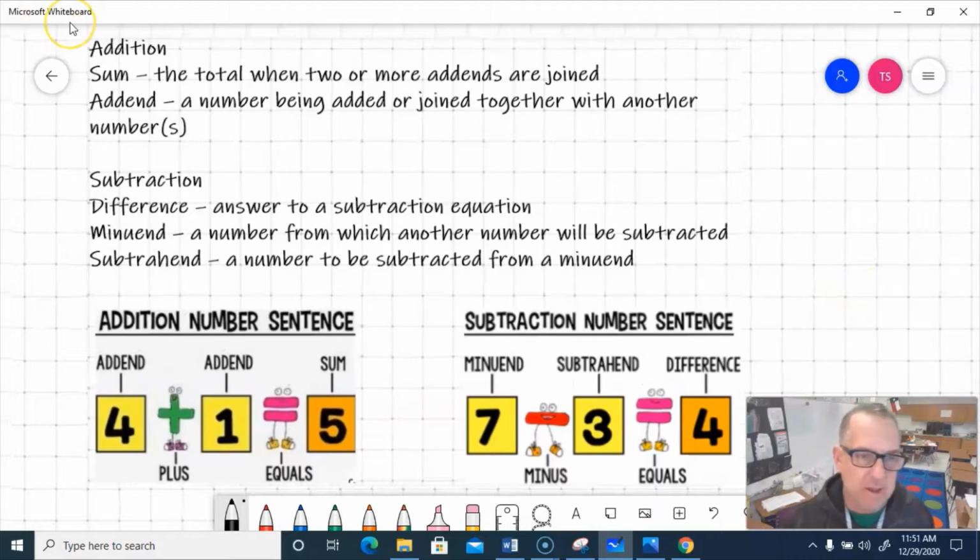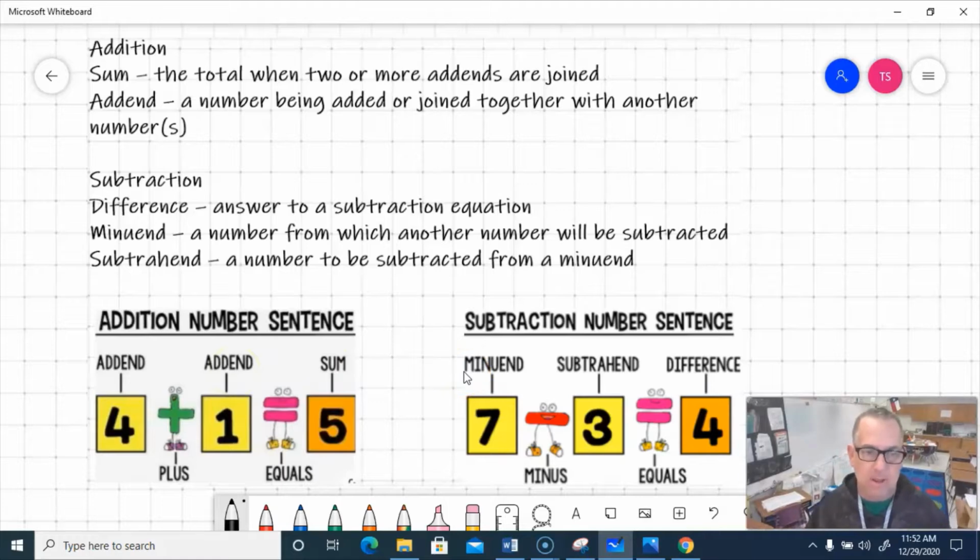Same thing as yesterday. Addition, the main thing you need to know for addition is the word sum, and that's the answer to an addition problem. So if you ever see sum, you need to think in your head, okay, this is going to be an addition problem. And one other thing about addition is if you look down here at the addition problem, you have addends and addends. That's one way that you know that you can switch those around.